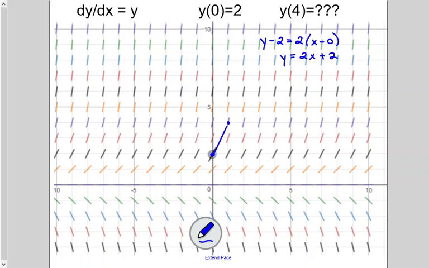So if I followed this slope, you don't have to draw any of this on your paper. Just watch me. And then if I plug in 4, I get 10, right? So y of 4 is approximately 10. Yes, this is just linear approximation.